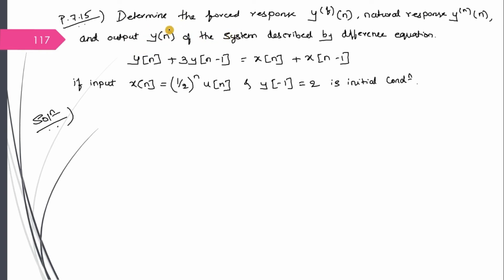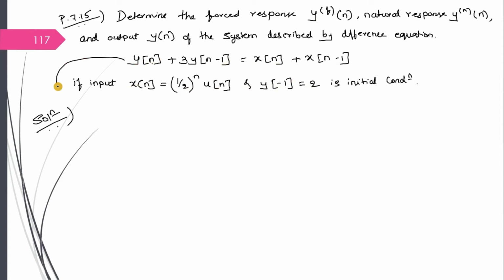Understand this very carefully. Determine the forced response YF of n, natural response YN of n, and output y of n of the system described by the difference equation. Difference equation is given here. Input is given here. Initial conditions are given. See here, y of minus 1 is equal to 2. Wherever you get y of minus 1, substitute with 2. This is the initial condition. Okay, so with this we shall begin.